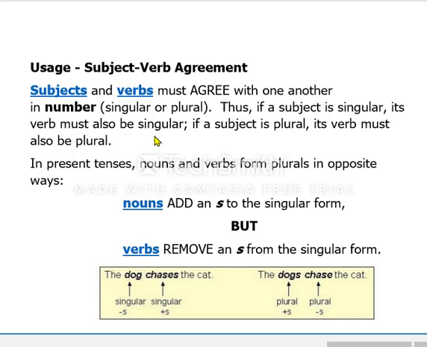So thus, if a subject is singular, its verb must also be singular, and if a subject is plural, its verb must also be in plural form. One thing I would like you to keep in mind: if there is an addition of s or es with a verb, you should not think that the verb is in plural form.